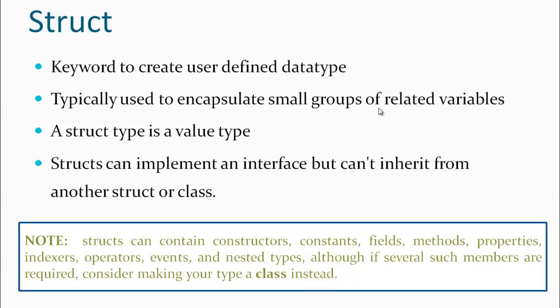Structs are of value type, so they will always be created on the stack. Structs can implement interfaces but can't inherit from another struct or class. If you don't understand this statement, don't worry. When we discuss interfaces and inheritance, this point will become clear. Here you can see one note. Struct can contain constructors, constants, fields, methods, properties, indexers, operators, events, and even nested types. That means structs are very powerful and can support various things, but still it is recommended to use a class if all these things are required.